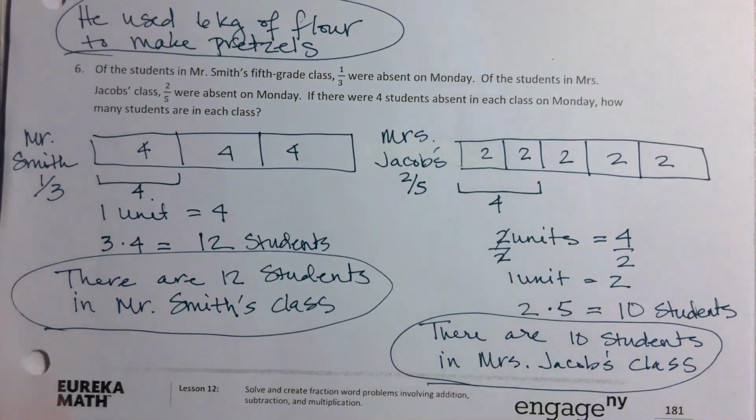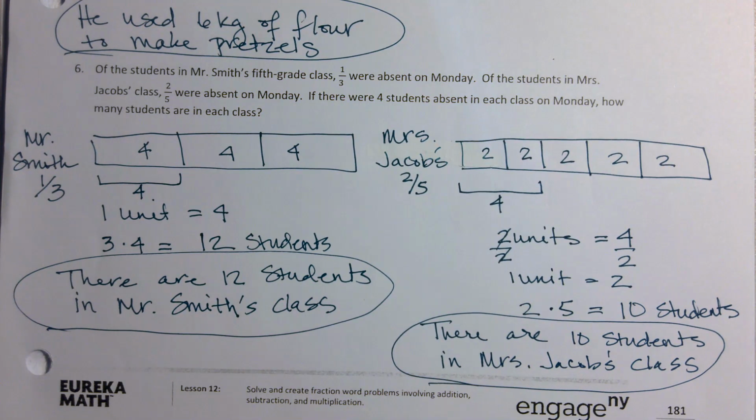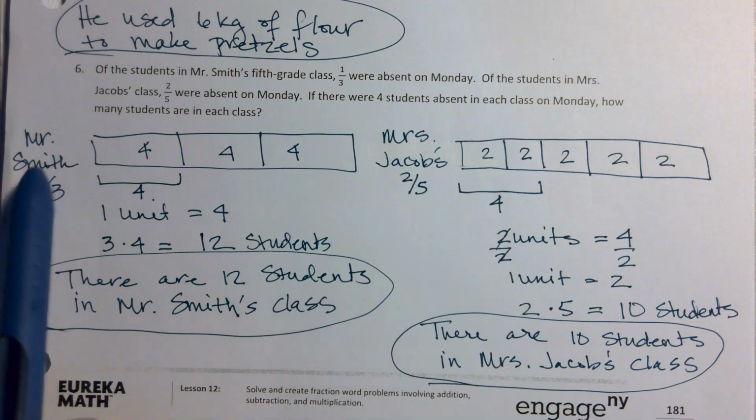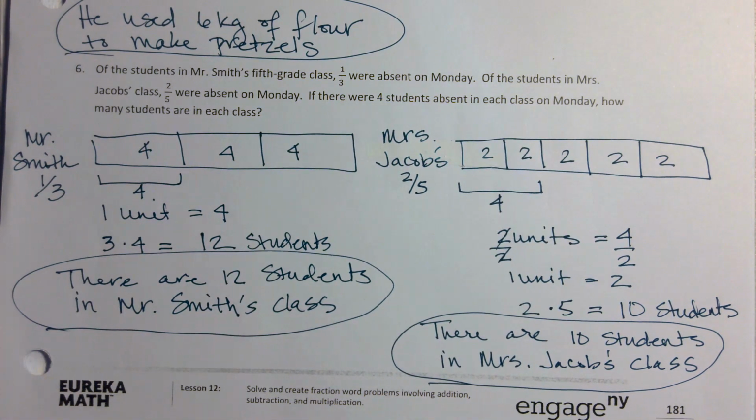Problem 6. Of the students in Mr. Smith's 5th grade class, 1/3 were absent on Monday. Of the students in Mrs. Jacobs' class, 2/5 were absent on Monday. If there were 4 students absent in each class on Monday, how many students are in each class? So I use a tape diagram to help me see the problem.